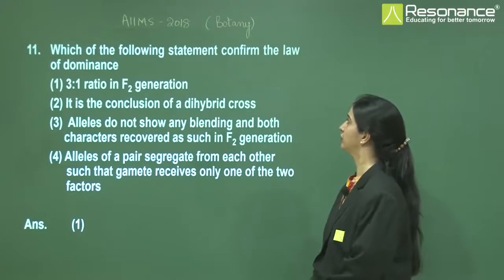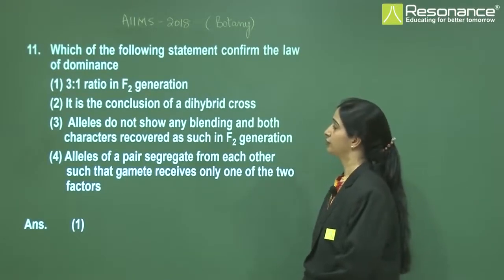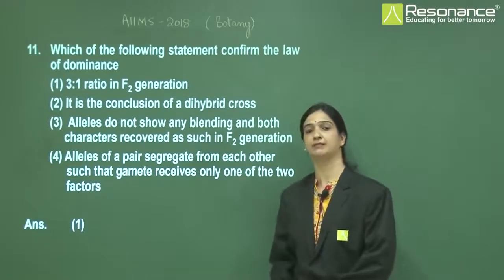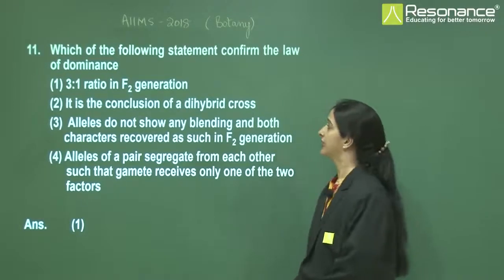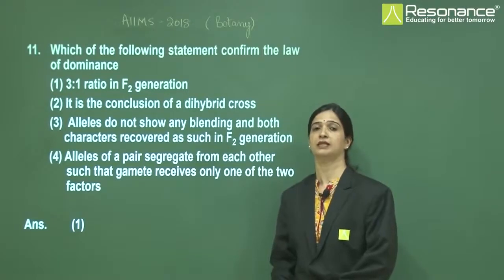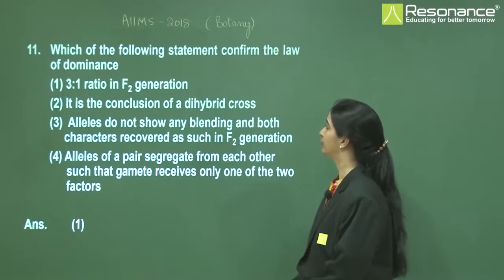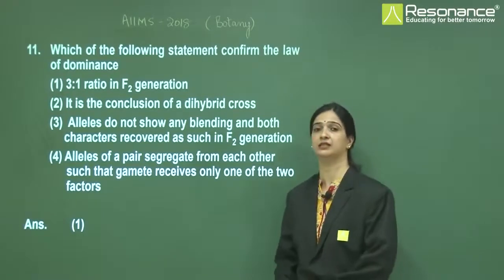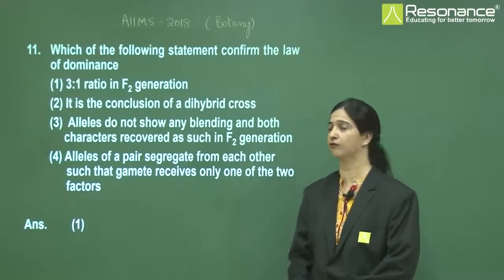Question number 11, which of the following statements confirm the law of dominance? First option, 3:1 ratio in F2 generation. The law of dominance explains the 3:1 ratio which is found in the F2 generation. Second, it is the conclusion of a dihybrid cross. No, law of dominance is the conclusion of the monohybrid cross. Third, alleles do not show any blending and both characters are recovered as such in the F2 generation. This is the characteristic of the law of segregation, not the law of dominance.